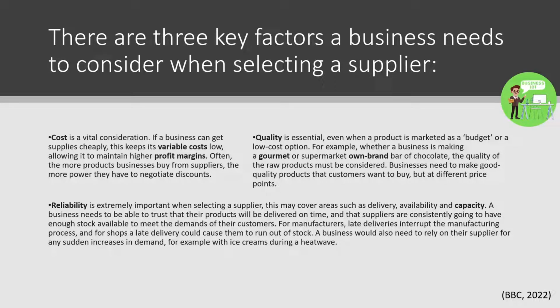For manufacturers, late deliveries interrupt the manufacturing process, and for shops, a late delivery could cause them to run out of stock. A business would also need to rely on their supplier for any sudden increases in demand. So, for example, with ice creams during a heat wave.